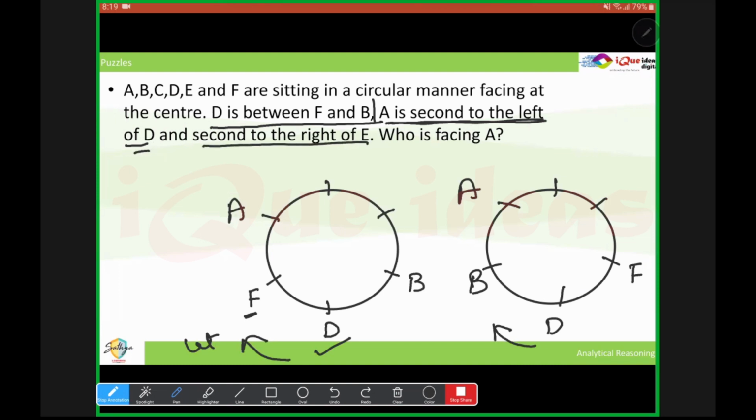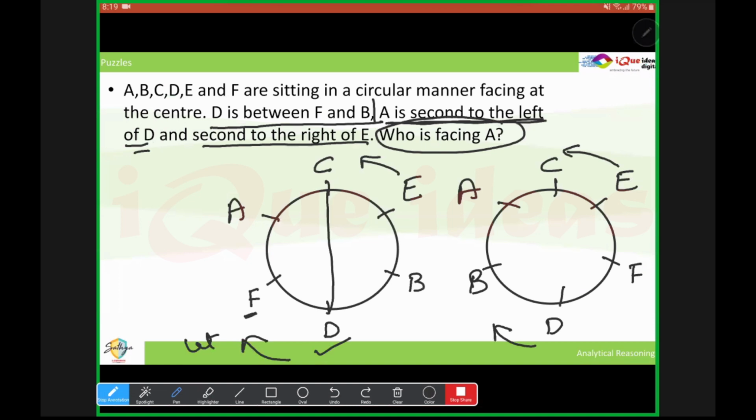So A is second to the right of E. So E ko to yahan pe bithana padega. So E ka second right dono situation mein ye ho gaya. Bacha kaun C? So C ko yahan pe place kar diya. So I get two different arrangements. Right? Ab who is facing A?